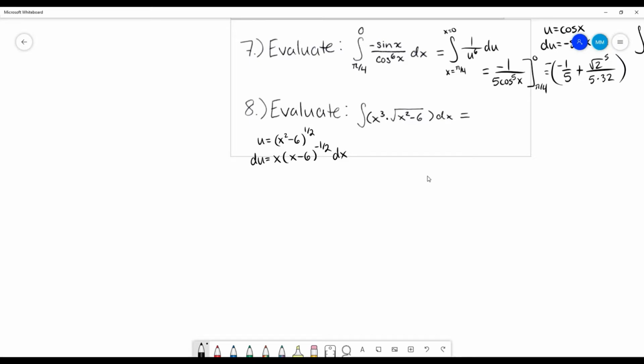Then from here, I could undo this square root. So I could square both sides of this. So I'm going to get u squared equals this right here, which then means if I add 6 to both sides, I get u squared plus 6 equals x squared. How is that helpful?